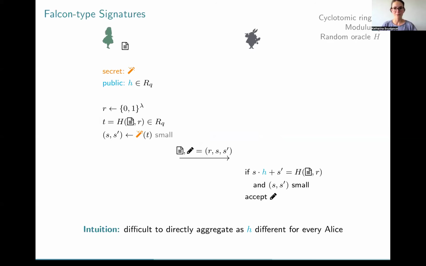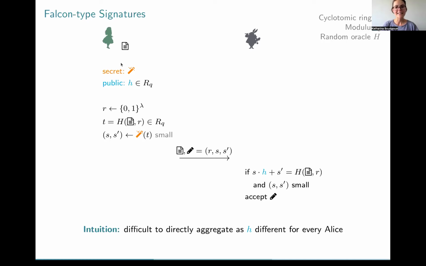A pretty high-level recap of Falcon is that I'm again working over cyclotomic rings with a modulus. I'm again in the random oracle model. And now my public key, like Alice's public key, is a randomly looking element H mod Q in the ring. And the secret key will be some associated lattice magic that I'm not going to detail now.